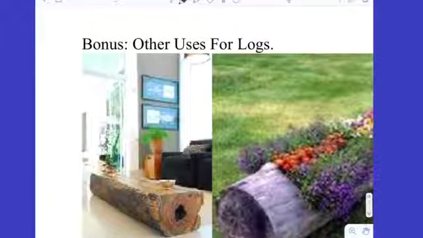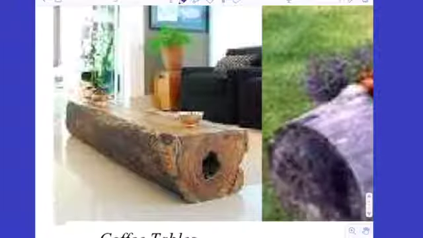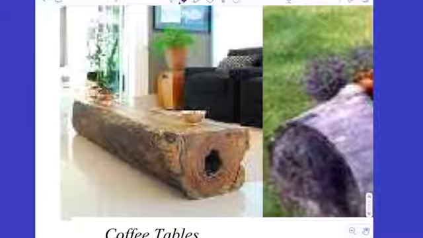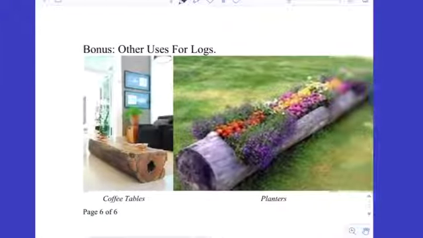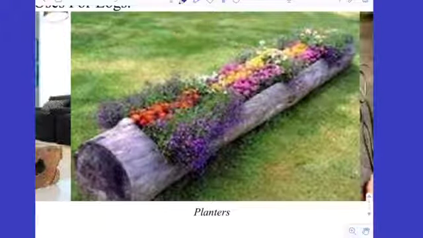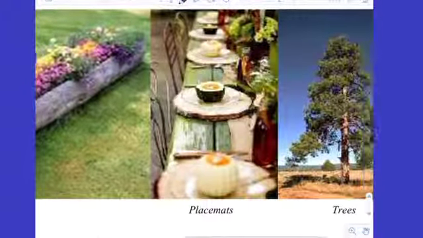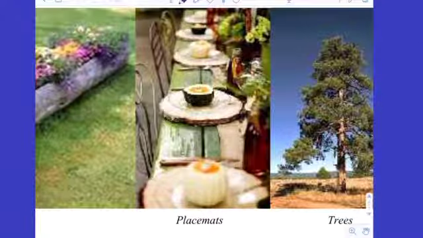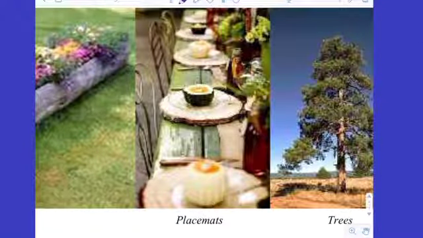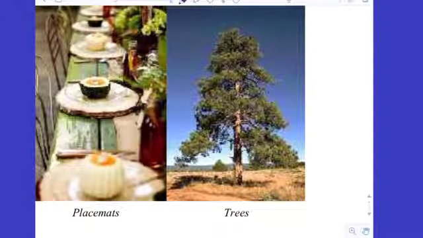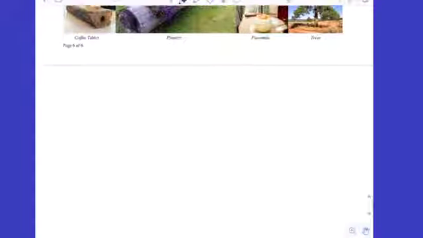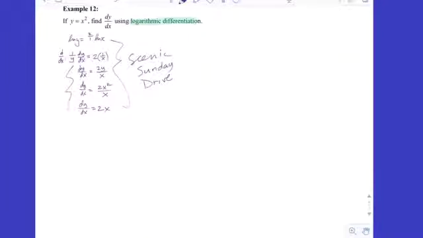Bonus. Other uses for logs. Coffee tables. Planters. Look at that one. Planters. That's pretty. Placemats. Logs sliced real thin. And trees. You make trees out of logs. We're done.